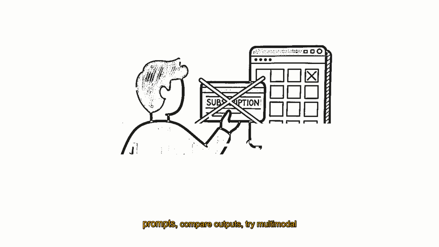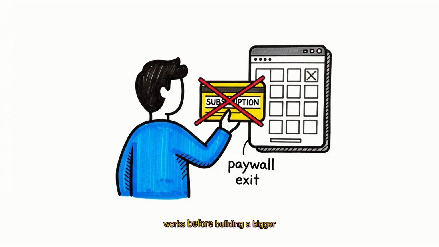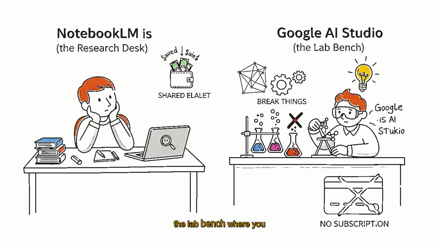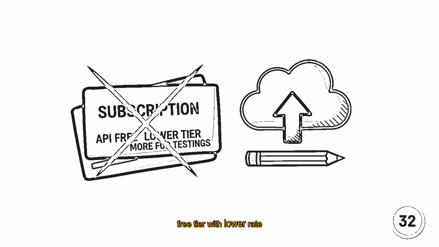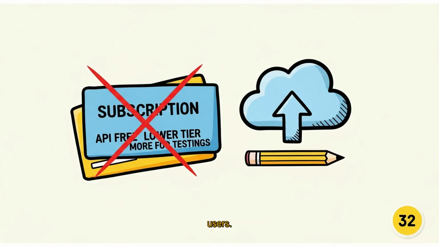This is where you test prompts, compare outputs, try multimodal ideas, and quickly see what works before building a bigger workflow around it. If NotebookLM is the research desk, Google AI Studio is the lab bench where you try things, break things, and learn faster. There is also an API-free tier with lower rate limits for testing, which matters more for builders than casual users.